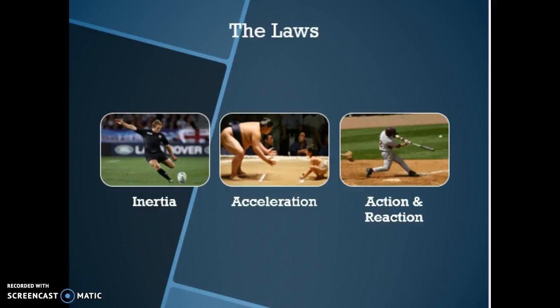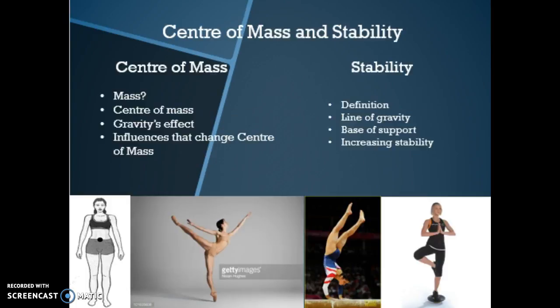Moving on to the next slide, we're going to talk about center of mass and stability. Some of you might ask, what is mass and what is stability? We'll talk about stability first. Stability relates to how difficult it is to disturb a body from a balanced position. If you imagine someone standing upright with their legs together, they will be less stable than someone who opens their legs to shoulder width, or whatever the case may be.